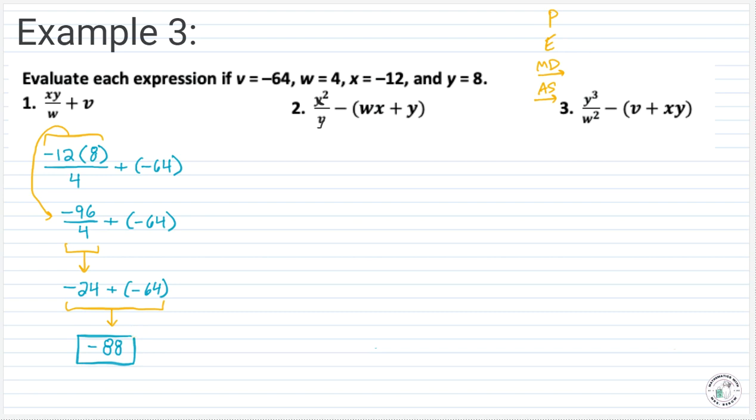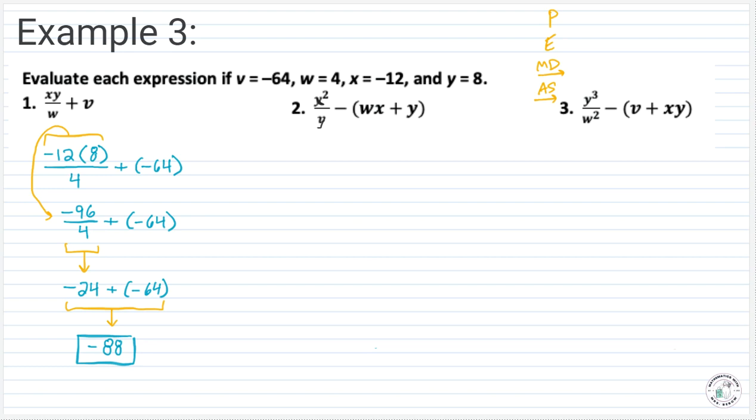Now for the second one we see here, we have x squared divided by y minus the grouping of wx, so w times x, plus y. So we have quite a bit going on in this question. So first step, plug in what those values actually are so we can actually solve this, right? We can't solve it until those actually have some values to them.